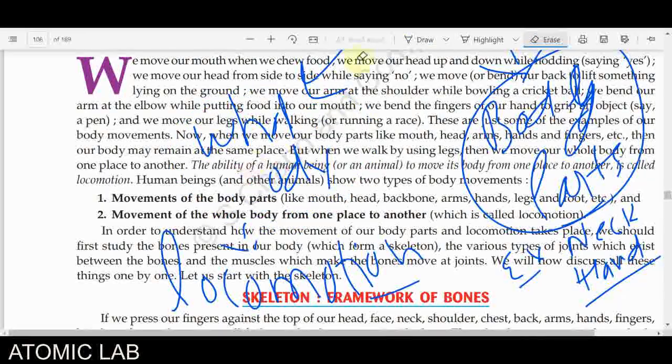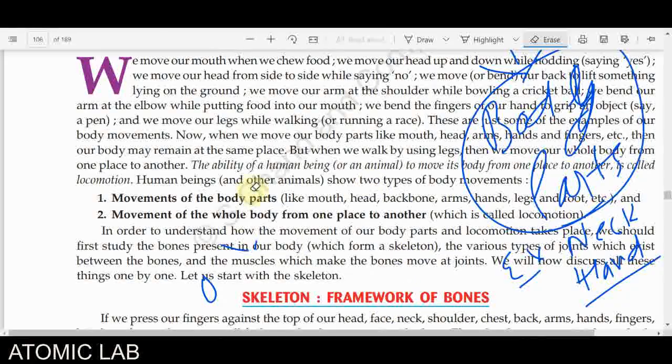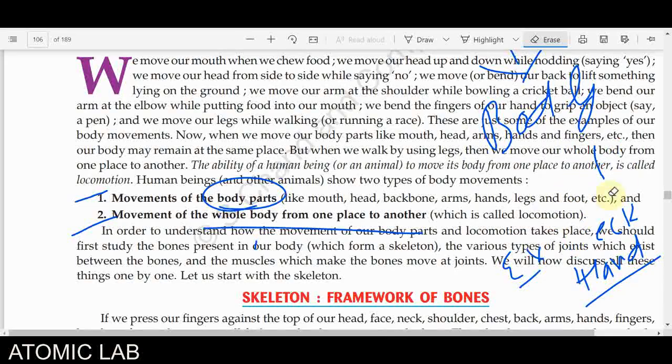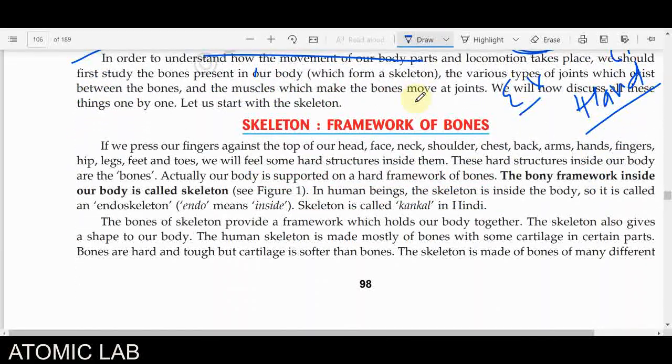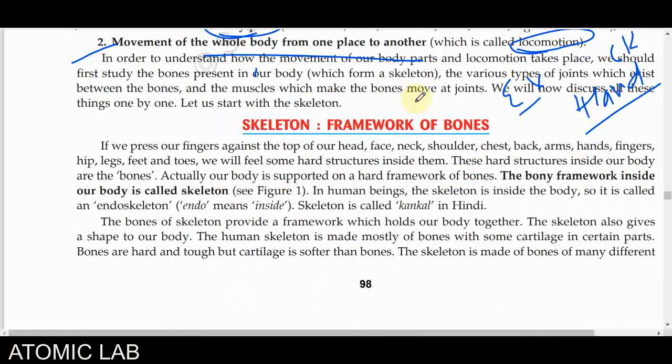You will see here that movement in human beings is generally classified into two types. First is the movement in the body parts, second is the movement of the whole body, which is known as locomotion. The word locomotion refers to the movement of the whole body of a human being. Now, we will discuss what is responsible for these motions.